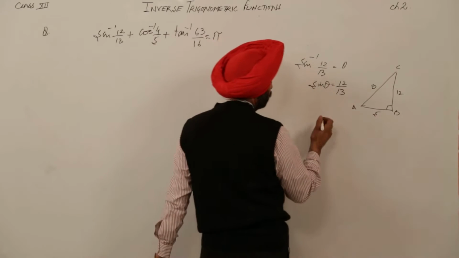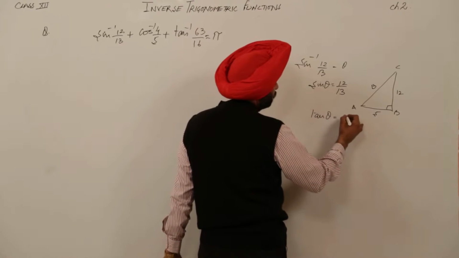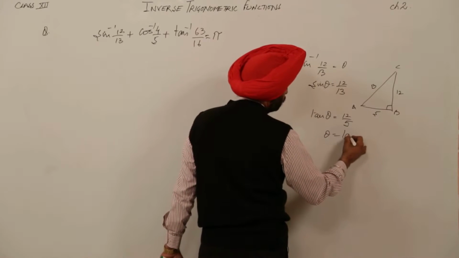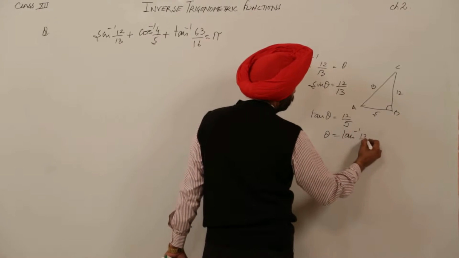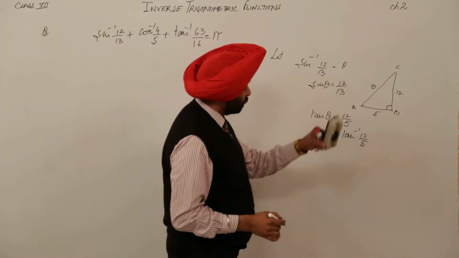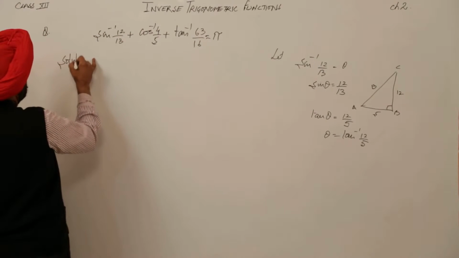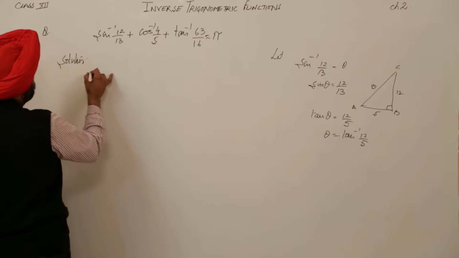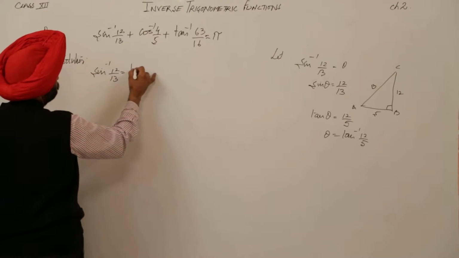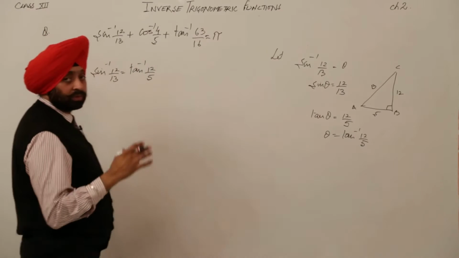When sin theta is 12 by 13, what is tan theta? According to this triangle, tan theta is 12 by 5. So theta is tan inverse 12 by 5. Here theta was sin inverse 12 by 13, and here theta is tan inverse 12 by 5. So for this part, we can write sin inverse 12 by 13 is equal to tan inverse 12 by 5. Okay, so this was the first part.